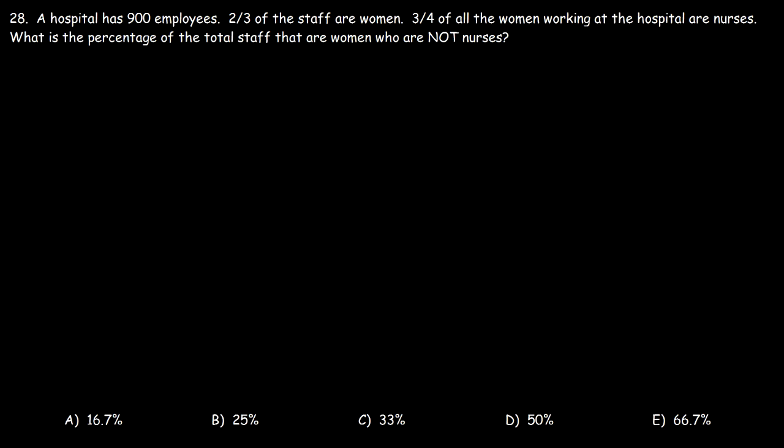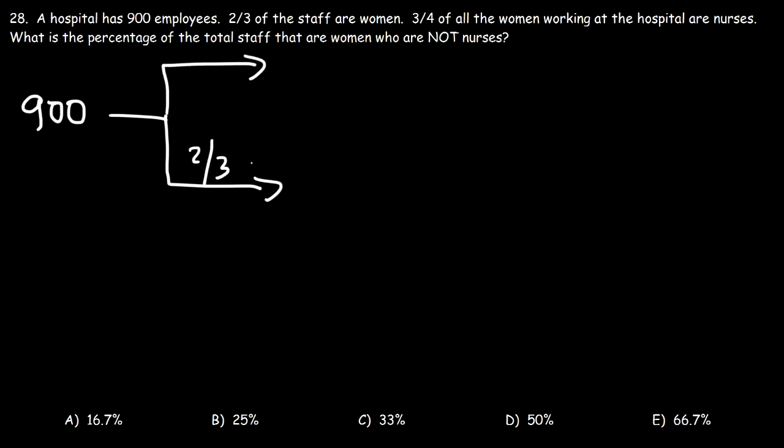28. A hospital has 900 employees. 2/3 of the staff are women. 3/4 of all the women working at the hospital are nurses. What is the percentage of the total staff that are women who are not nurses? So let's start with 900. That's the total amount of people working at this hospital. Now, 2/3 of this amount are women. So what is 2/3 of 900?